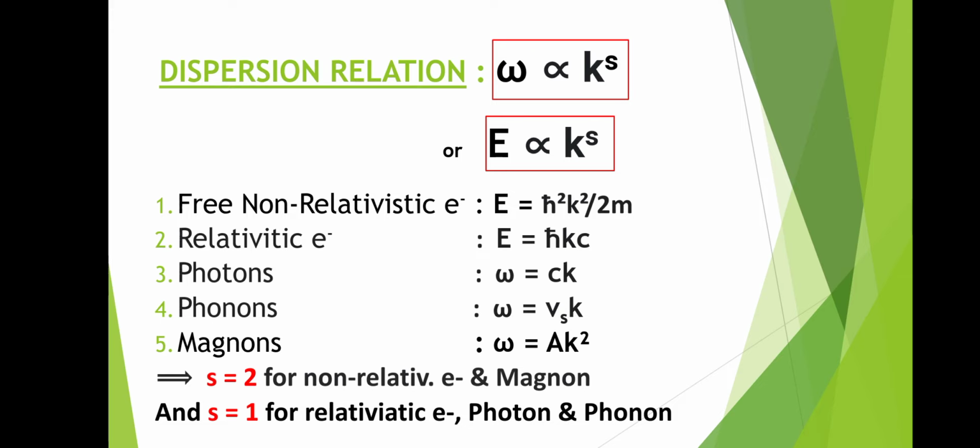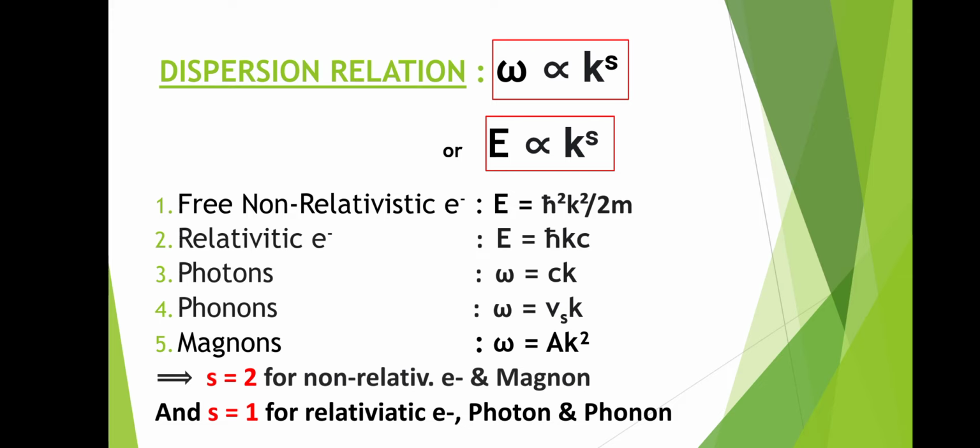Actually, in this case, we have assumed that the kinetic energy is greater than the rest mass energy. So from that, we know that E equals square root of (pc) whole square plus (m naught c square) the whole square. So from that assumption, this relationship has come.